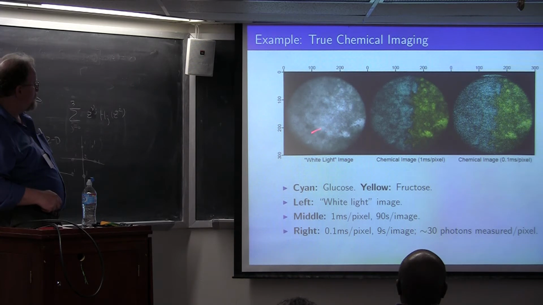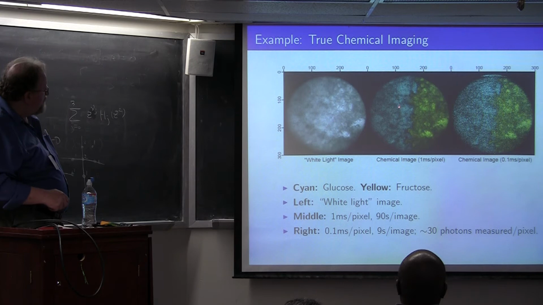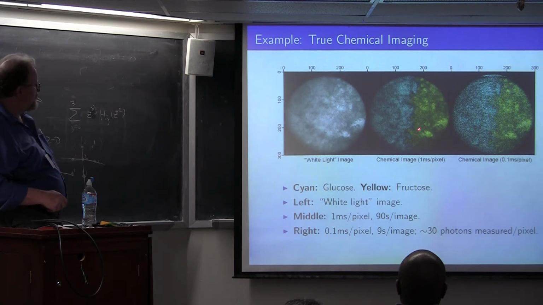So this is 2 sugars that have been jammed together. This is what they look like in white light. This one has been ground more finely than this one, but you can't really tell apart. If you do 1 millisecond per pixel, this is what you get, okay? So cyan is glucose, yellow is fructose, and if you do 100 microseconds per pixel, this is what you get.